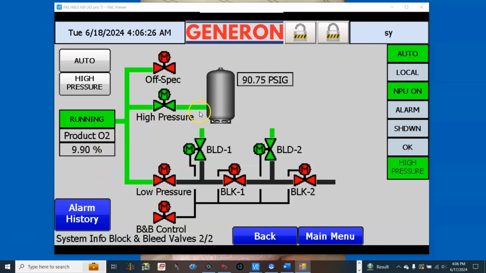9.9, high pressure valve is open. Nitrogen from the nitrogen generator now goes to the nitrogen receiver. When pressure at nitrogen receiver goes above 120 psi, system will go to standby.